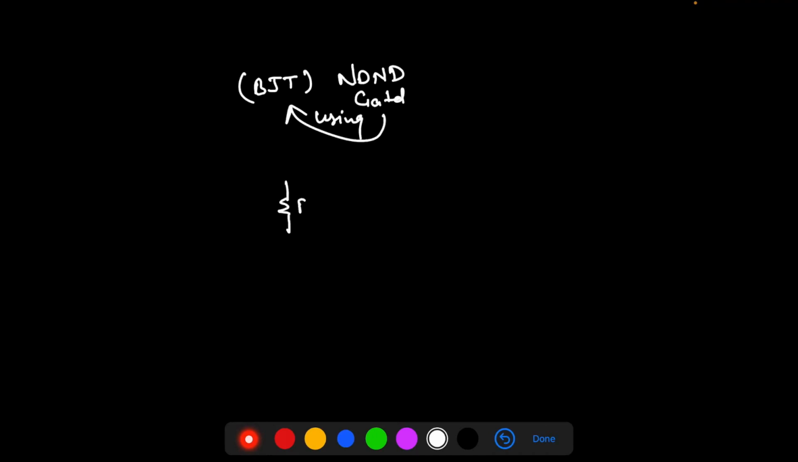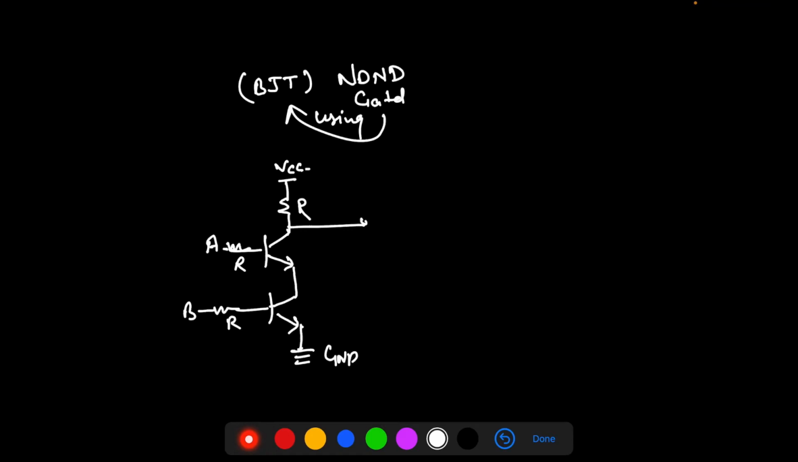In this slide we will represent the NAND gate using BJT. Then our circuit will be like this. This is a resistance, this is our BJT, this is our other BJT, this is our ground, these are our two inputs A and B, these are our two resistances, this is our supply voltage, and here is our output Y equal to (AB) bar.